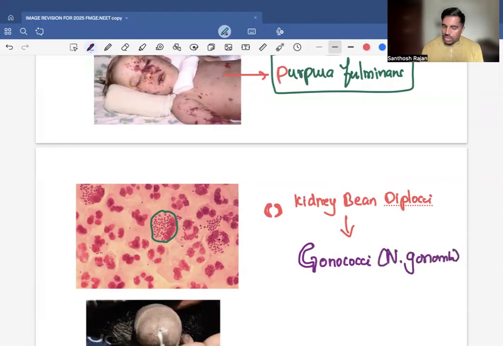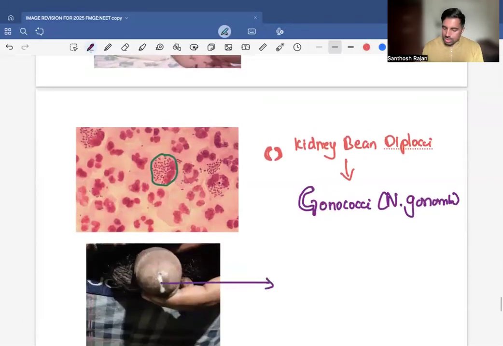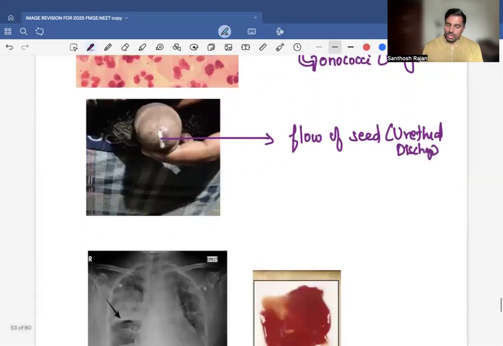Okay, this you know very well. Basically, what you have is urethral discharge, you'll see the flow of seed, urethral discharge. Very, very important. Okay, that's all.